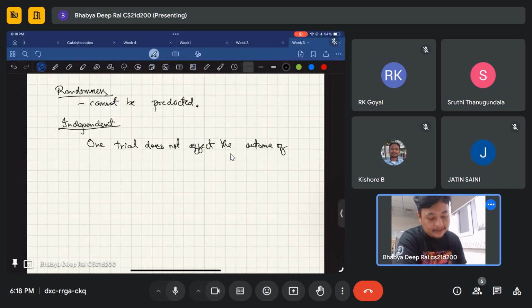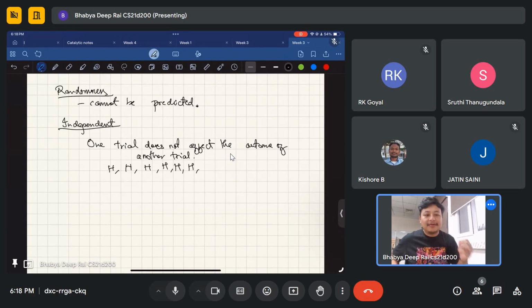Okay, for example, I toss a coin and get heads, and then I toss another coin and get tails, and then I toss another coin which comes to heads, and then another which comes to tails and heads. Even though I tossed so many coins, let's say I have a fair coin, it's not biased. I keep tossing, and all I get is heads, heads, heads, heads. Can you tell what the outcome of the next toss will be?